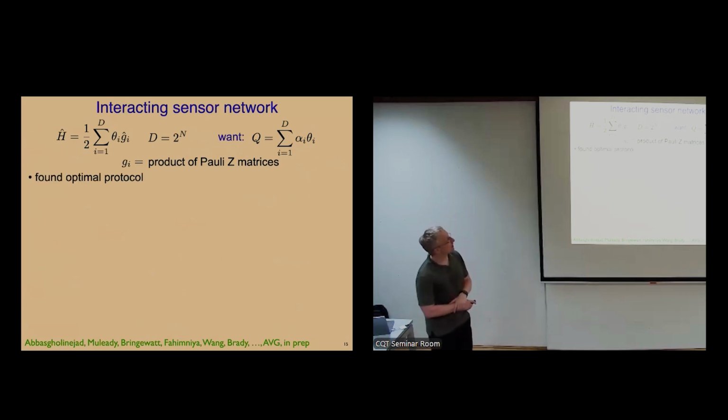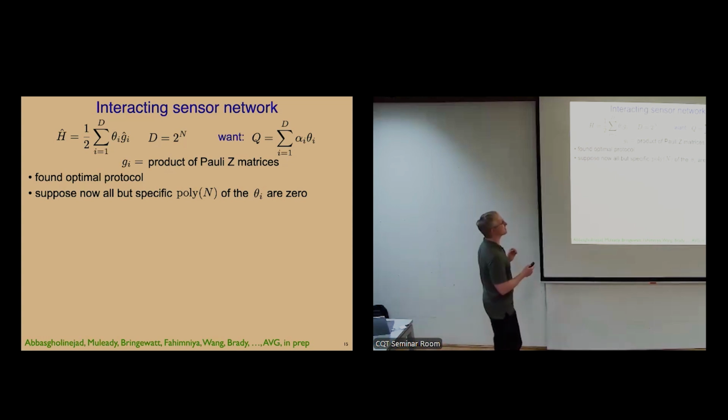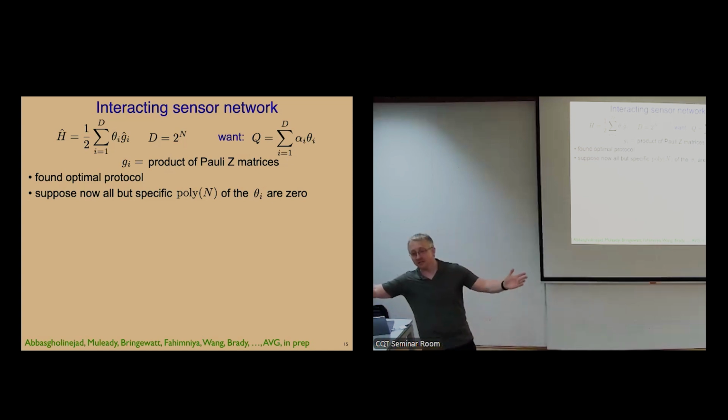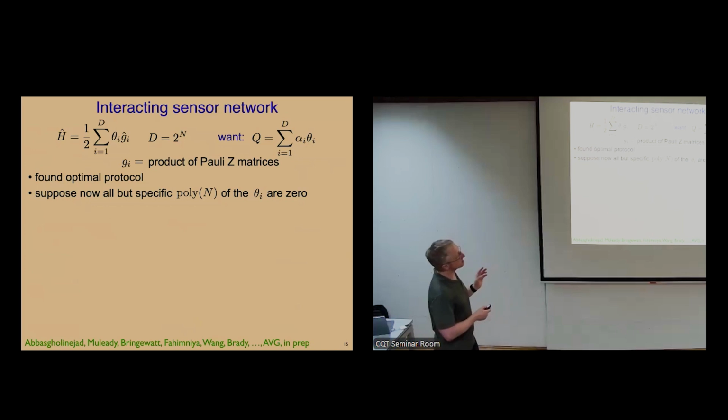Okay, so we found the optimal protocol for this problem. But now suppose we know that all but a specific poly n of these theta I are 0. In fact, it's kind of crazy to assume that your Hamiltonian has all of these Z, Z, Z, Z multiplied over all the qubits. It's unnatural. The natural Hamiltonians will maybe have 2-body interaction, maybe 3-body, probably not much higher. So it's reasonable to assume that we know almost all of the thetas are 0, and we know which ones are 0, except for some polynomial number.